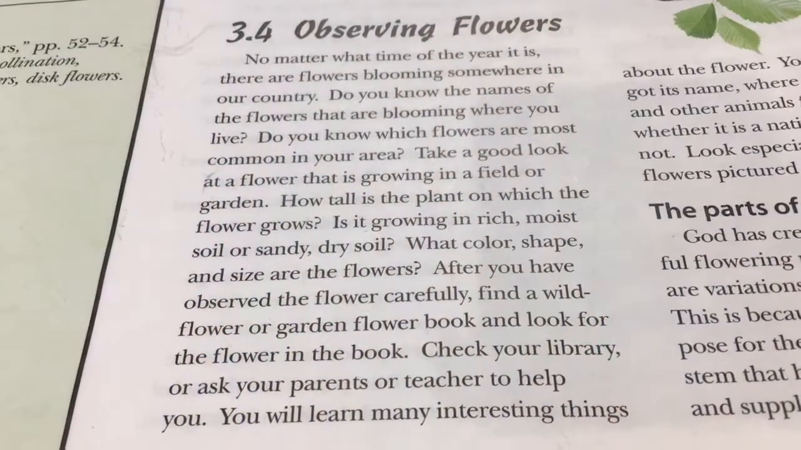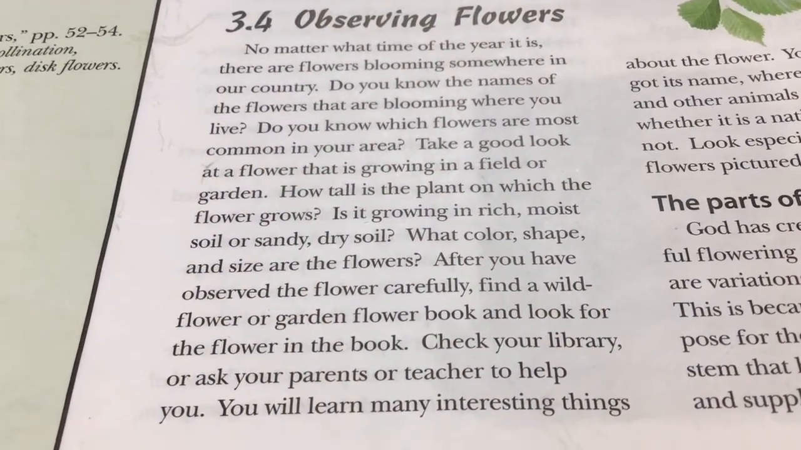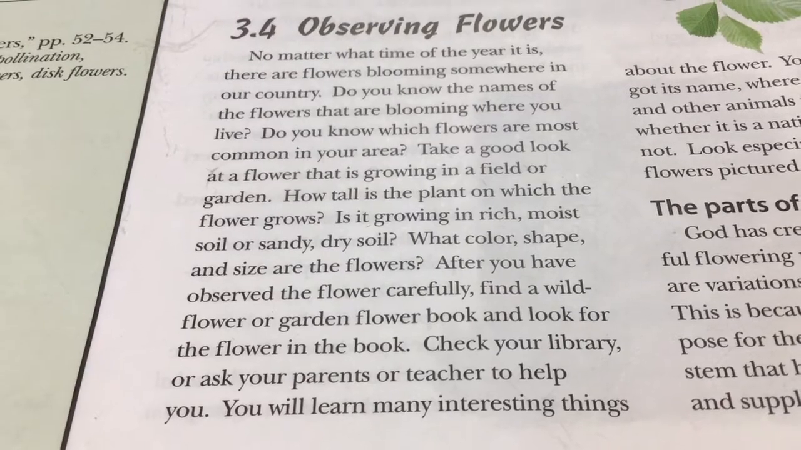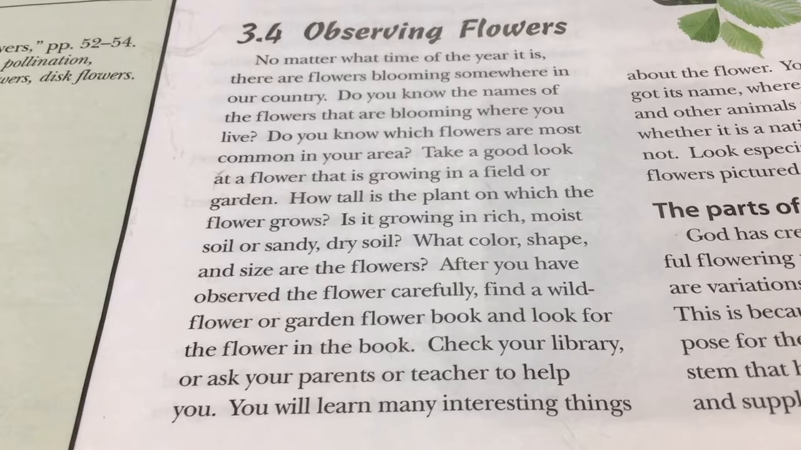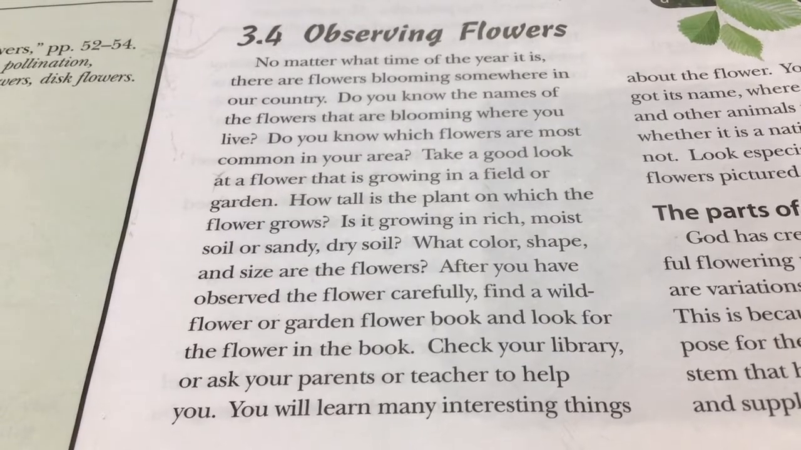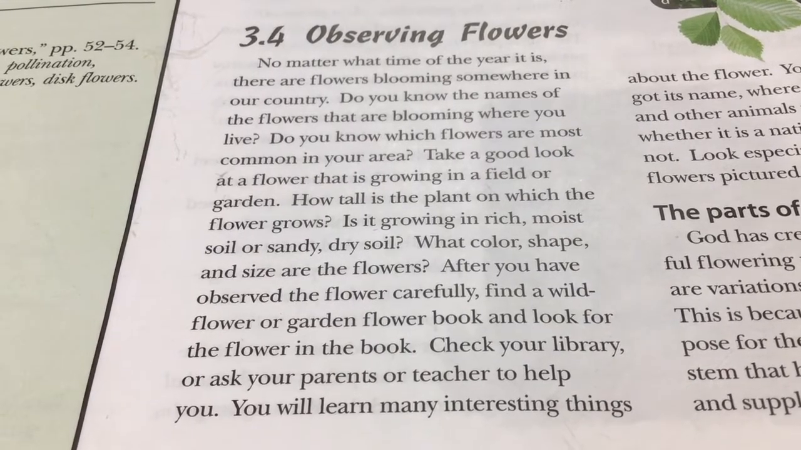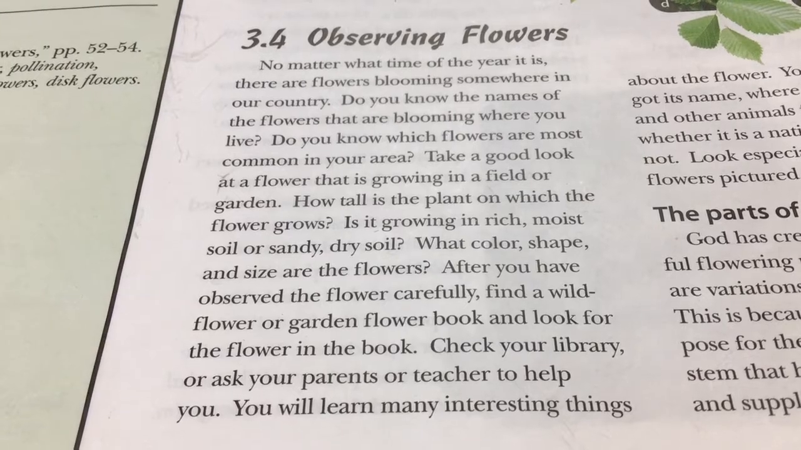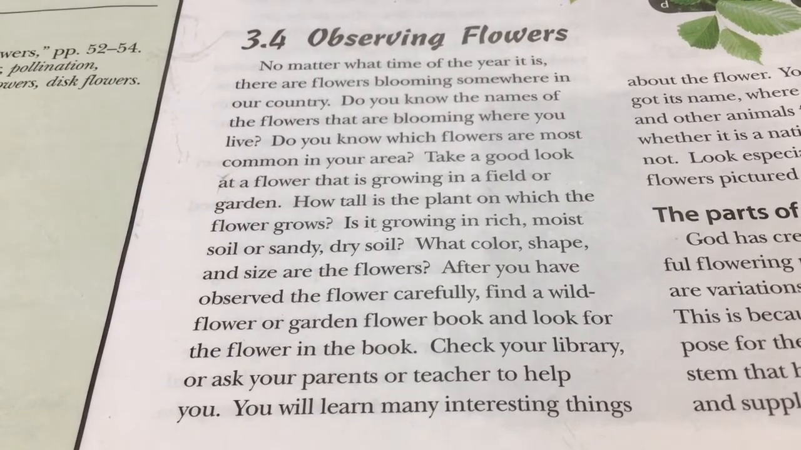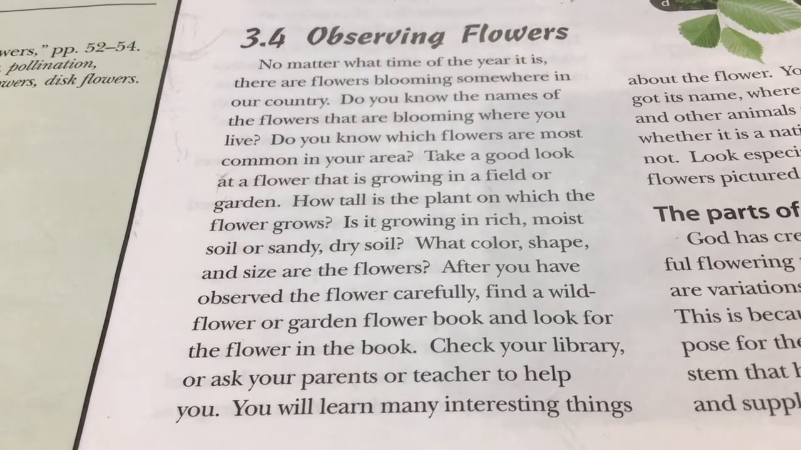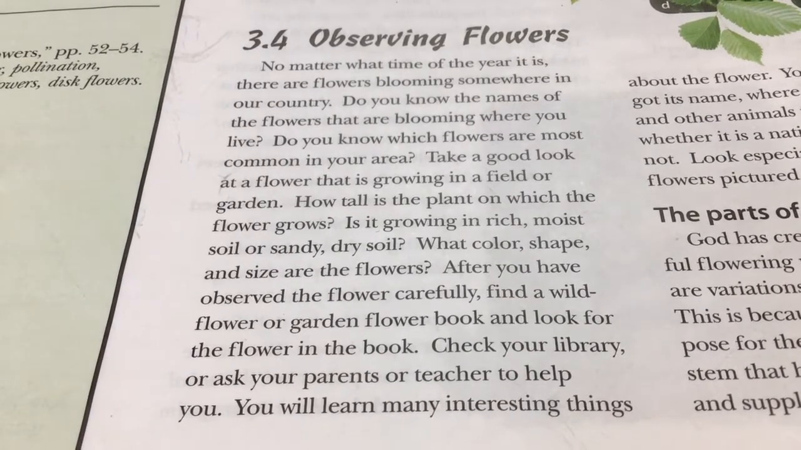So here we go. Follow with me. I'm on observing flowers. No matter what time of the year it is, there are flowers blooming somewhere in our country. Here in Southern California, where we live, we have flowers blooming constantly. Do you know the names of the flowers that are blooming where you live? Do you know which flowers are most common in your area? Take a good look at a flower that is growing in a field or garden. How tall is that plant in which the flowers grow? Is it growing in rich, moist soil or sandy, dry soil? What color, shape, and size are the flowers?